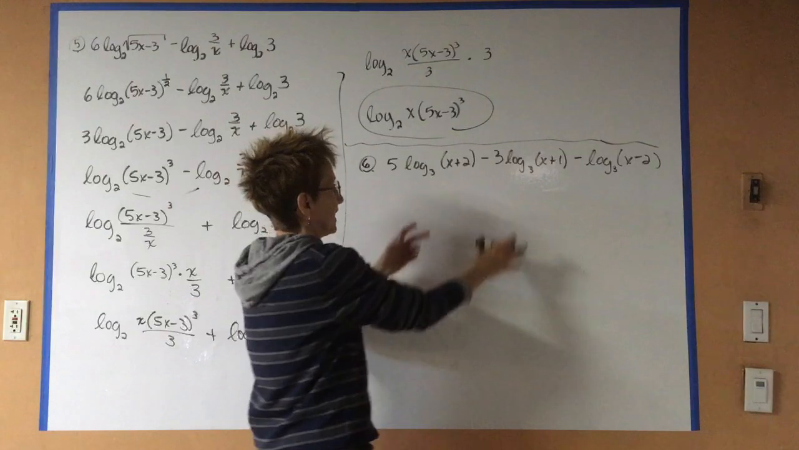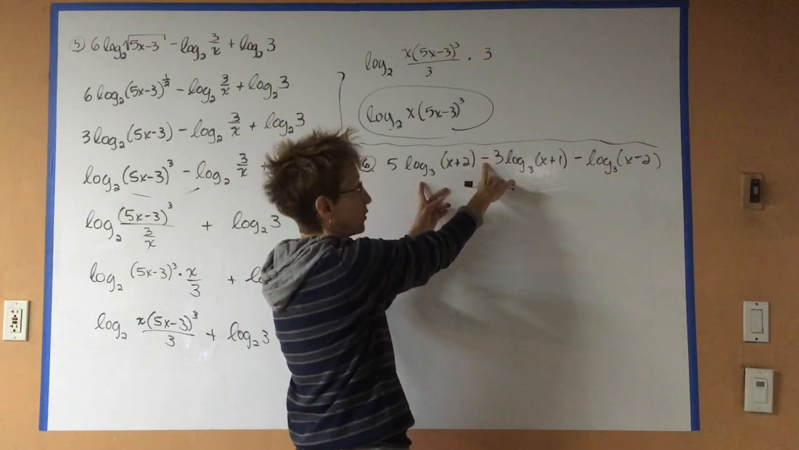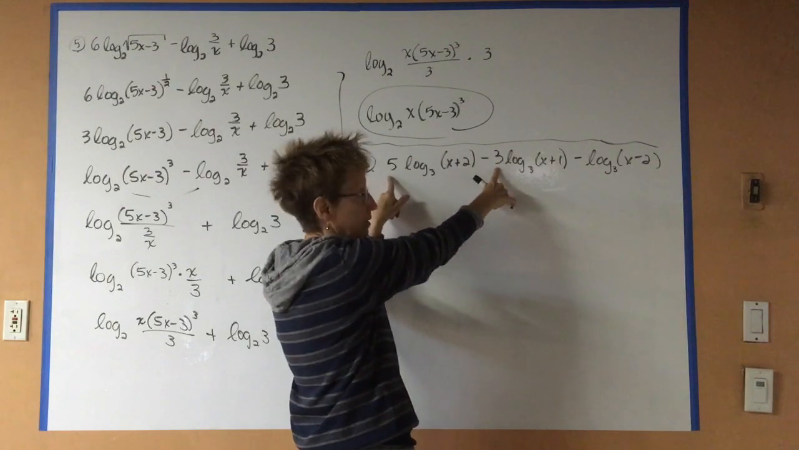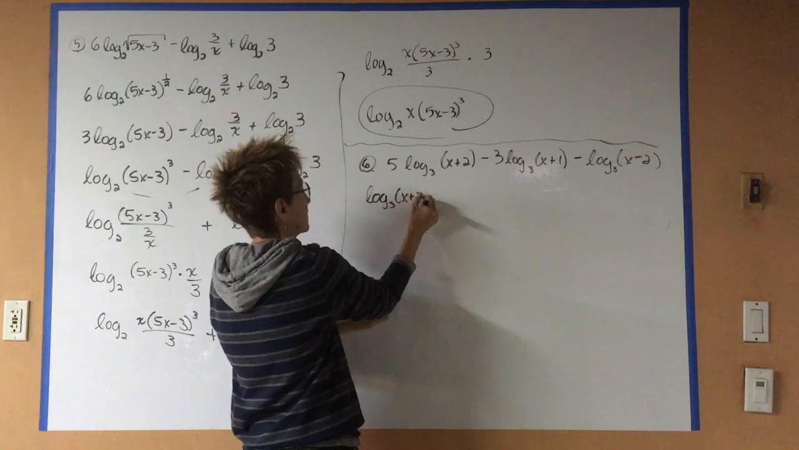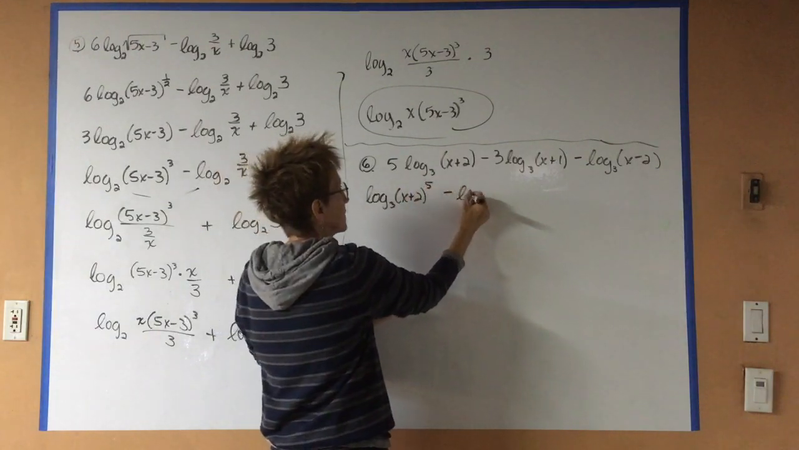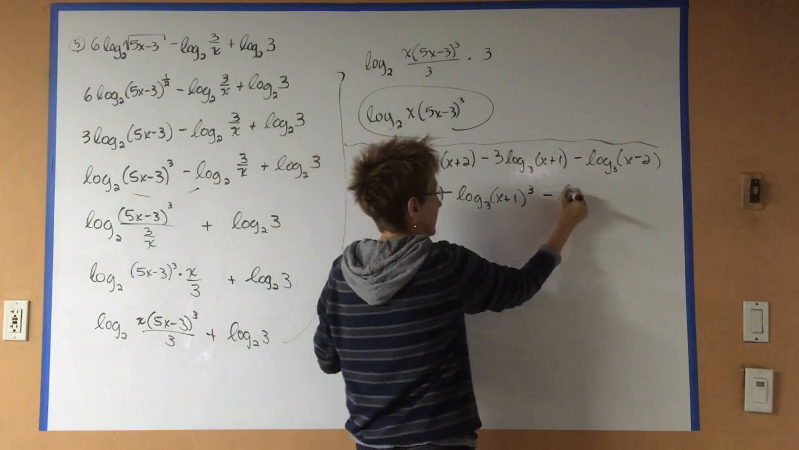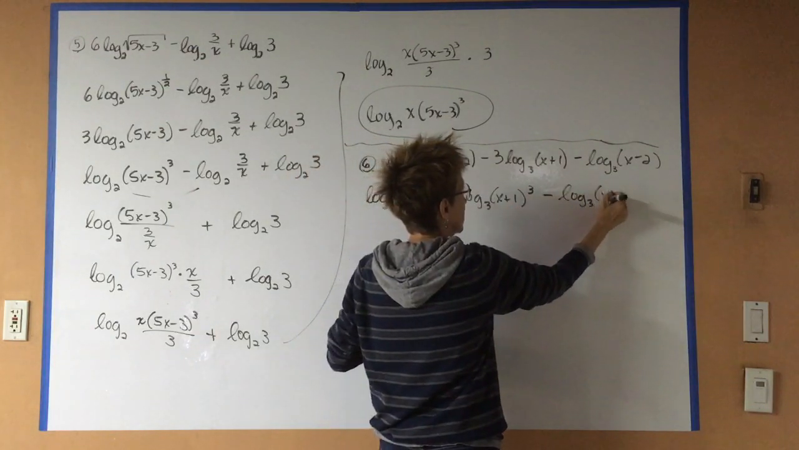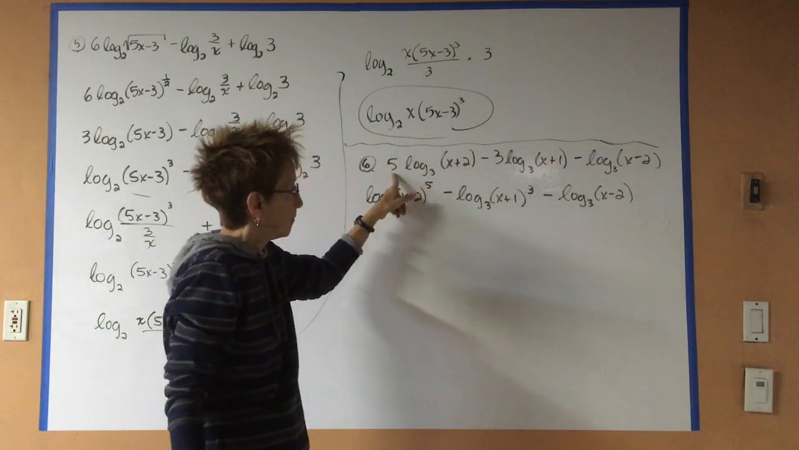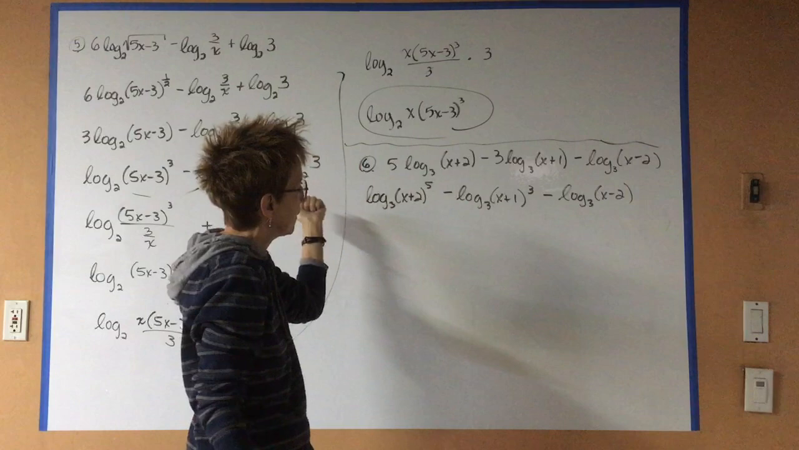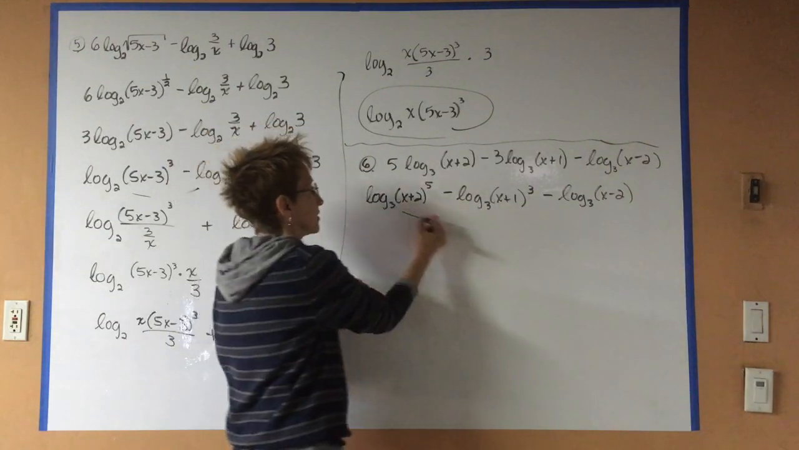All right, so let me take these two first, but before I can put these two together as a quotient, I need to deal with the numbers in front of them. So I rewrite log base 3 of (x plus 2) to the 5th power minus log base 3 of (x plus 1) to the 3rd power, and this guy's okay, log base 3 of (x minus 2). So I brought my multiplier back into the argument as a power. Now I can put these two together.